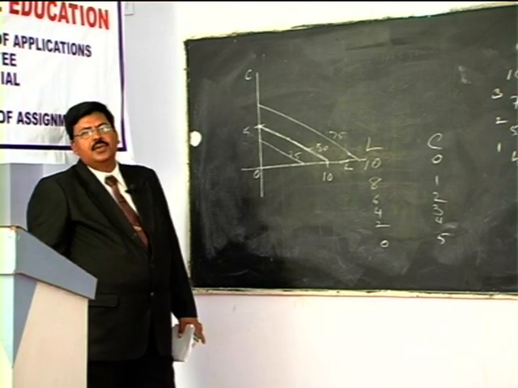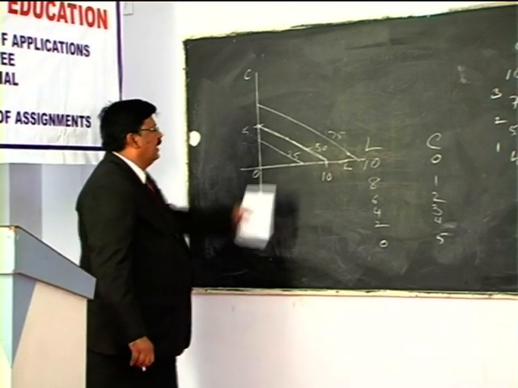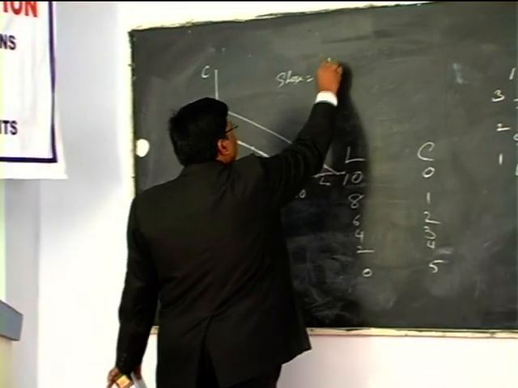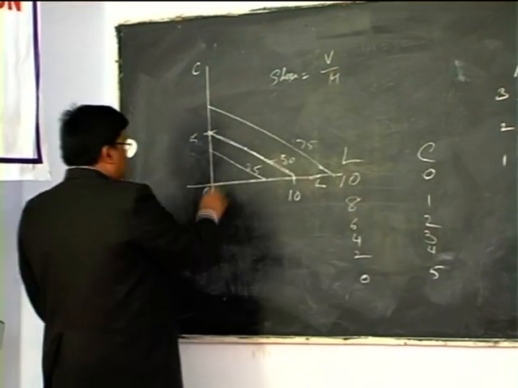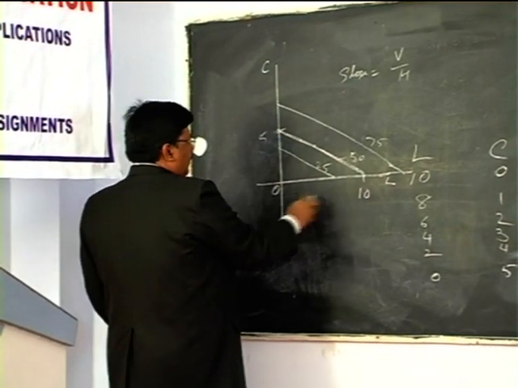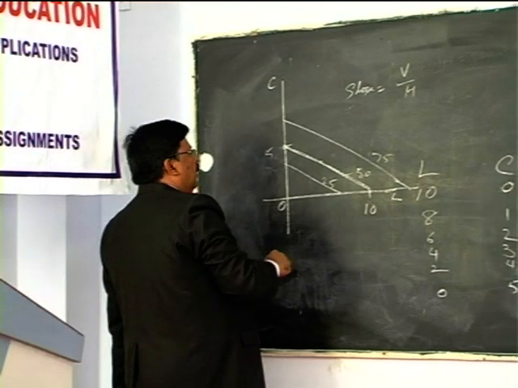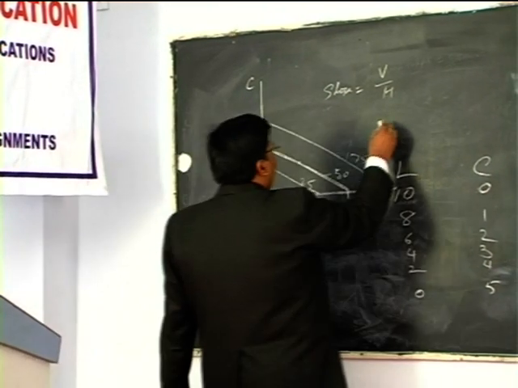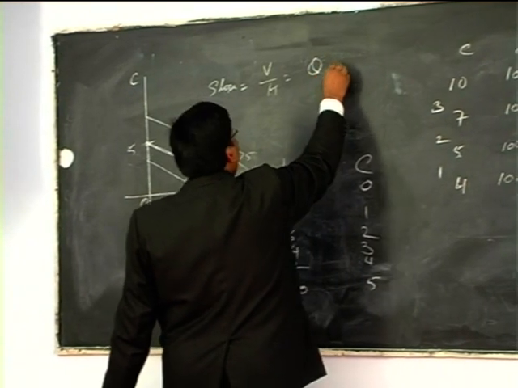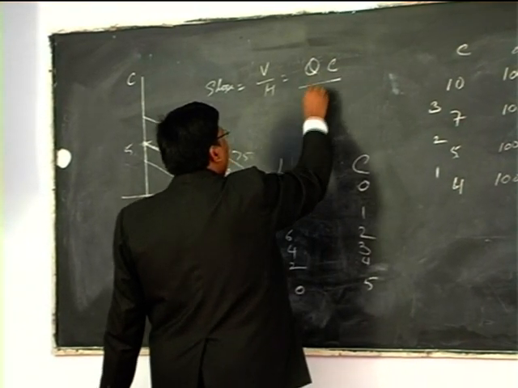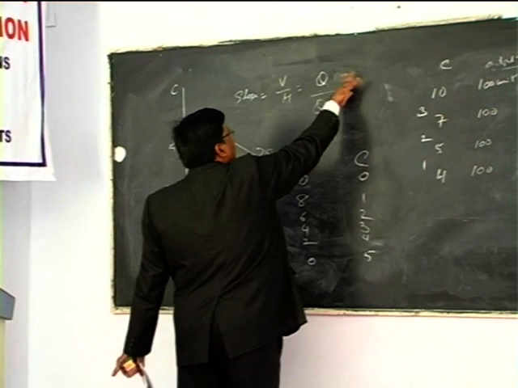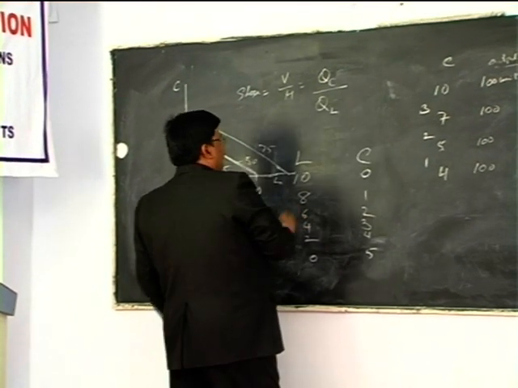Now, what is the slope of an ISO cost line? Slope is equal to vertical by horizontal, that is, vertical height and horizontal. In vertical, we are using units of quantity of capital by quantity of labor. Quantity of capital and quantity of labor.